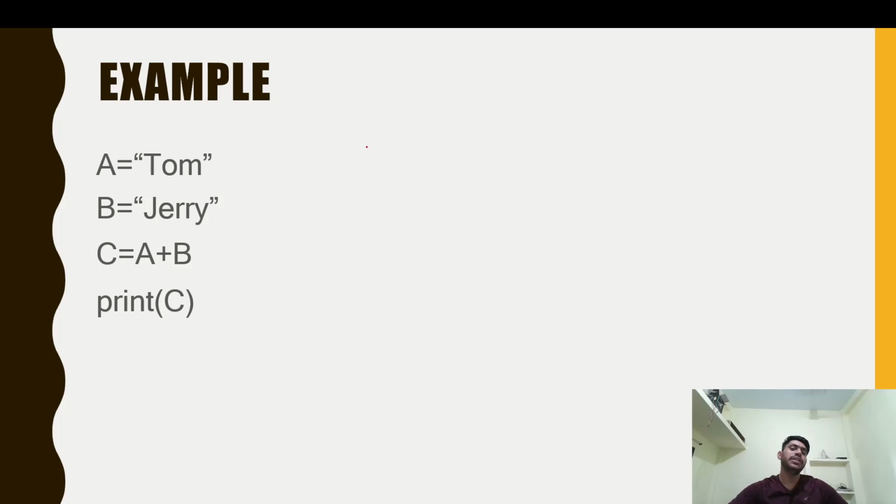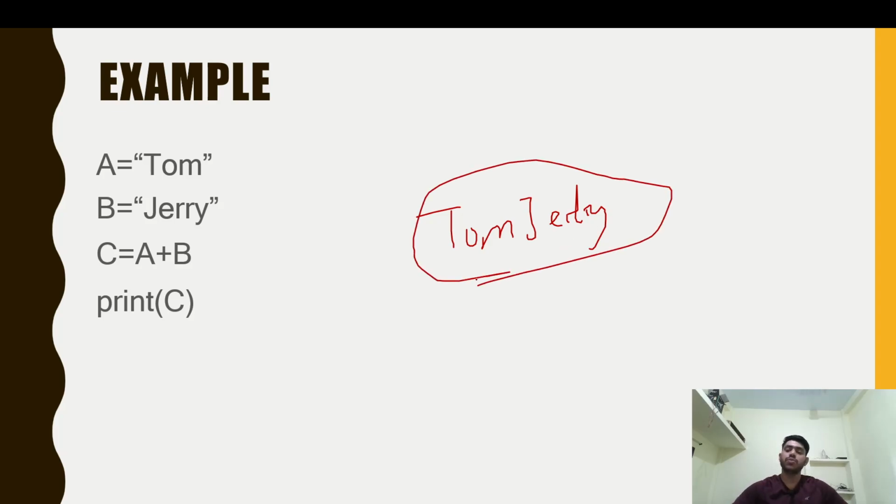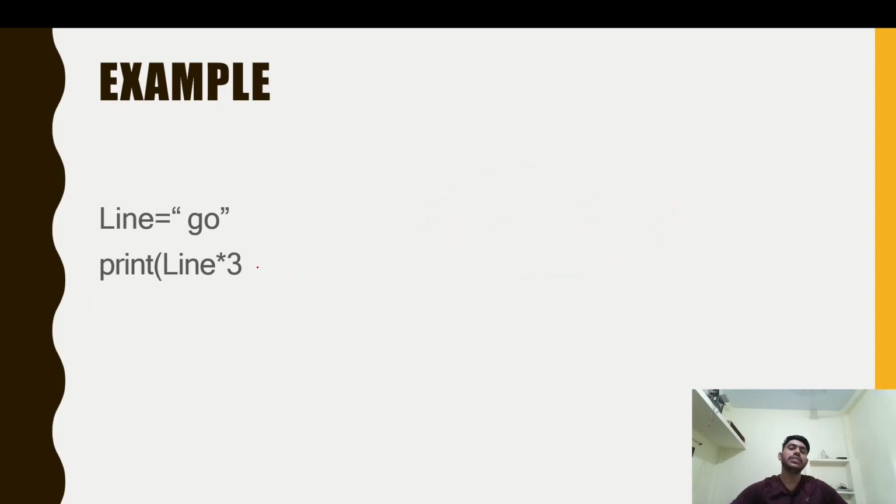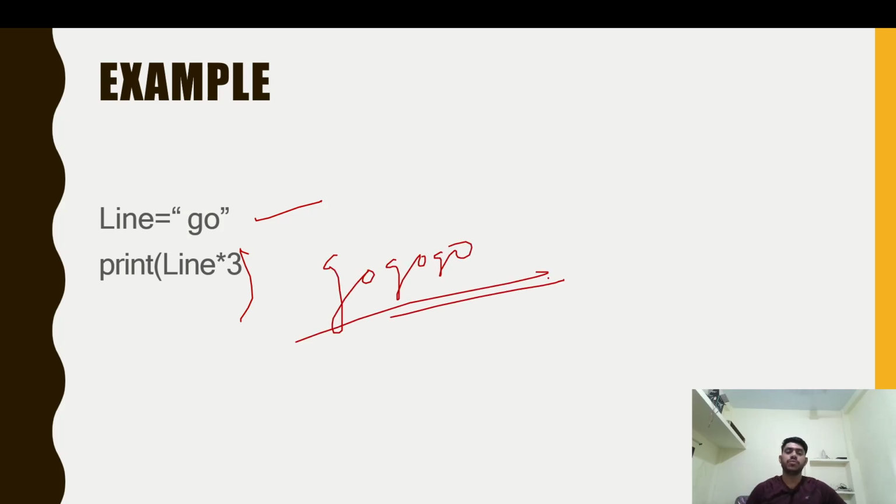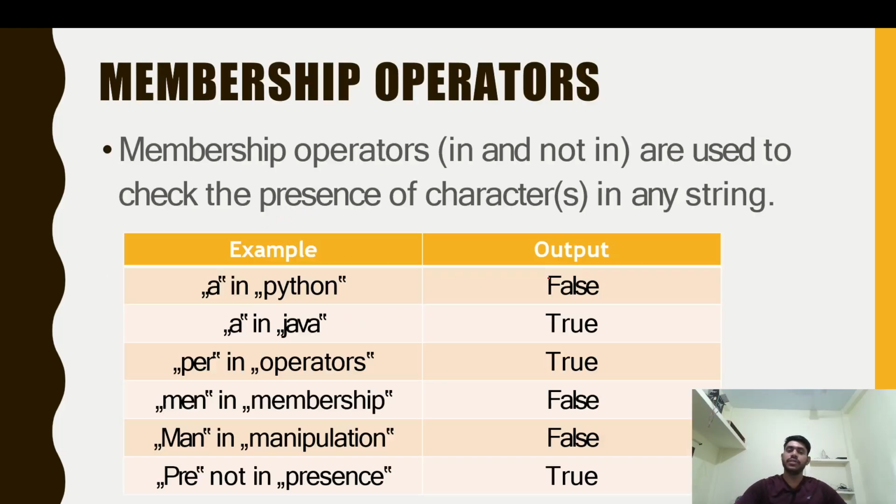You can see here A equal to Tom, B equal to Jerry, C equal to A plus B, then print C. So it will come like this, Tom Jerry. This is how the concatenation operator works. Then replication: you can see here the bracket is missing. Go, 3 times, so go is repeated. Repetition of something.